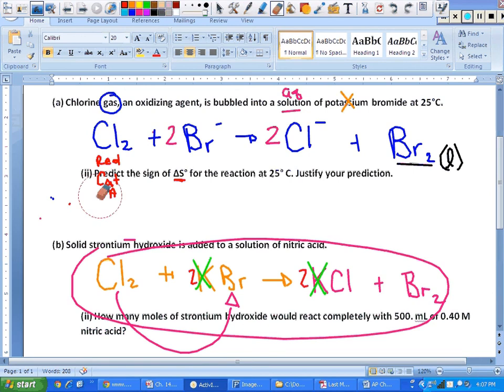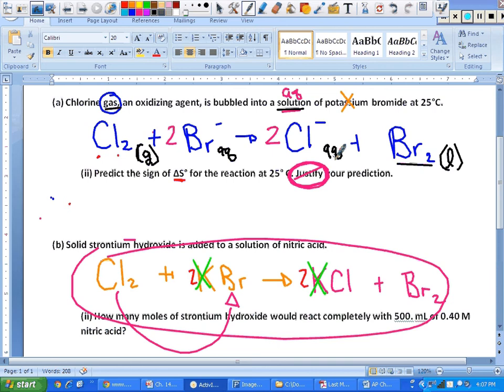So first of all, predict delta S. Now, we know that this is a what state of matter? Gas. Guys, please stop. This is aqueous because it's a solution. Then this is also a solution. So here's what's happening. We're going to cancel those out because they're not going to matter. But you are going from a gas to a liquid. So is that becoming more ordered or more disordered? More ordered. So delta S is negative.